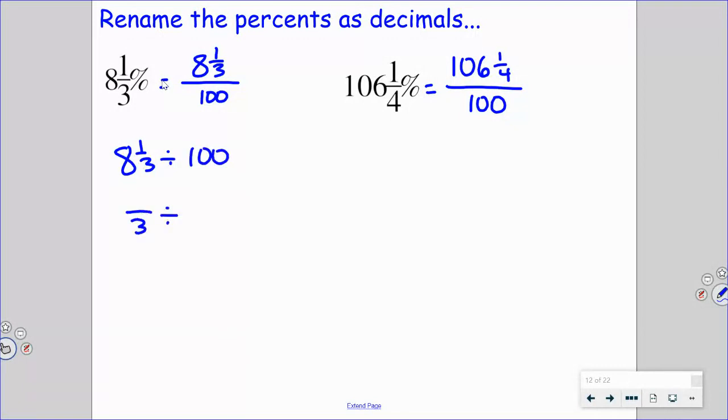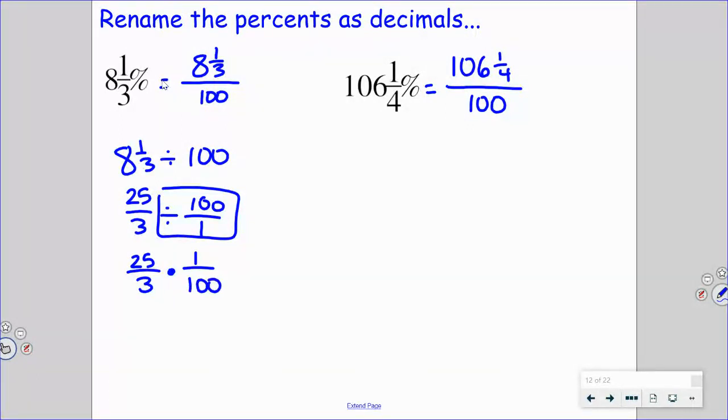And of course, we're going to rewrite both of these in improper fraction form. And now we're going to remember that when we divide fractions, we don't actually divide, we multiply by the multiplicative inverse. And you almost always will see some really nice cross-canceling here. For instance, 25 goes into 25 once, 25 goes into 100 4 times. And now we have 1 times 1 and 3 times 4. So 8 1/3% is the same as saying 1 out of 12. Think about it, a little smaller than 1 out of 10, right?